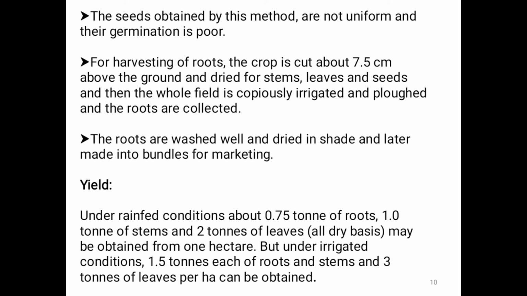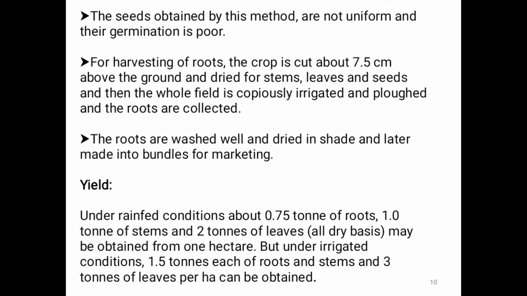For harvesting of roots, the crop is cut about 7.5 cm above the ground and dried for stem, leaves and seeds. Then the whole field is copiously irrigated and ploughed, and the roots are collected. The roots are washed well, dried in shade and later made into bundles for marketing.